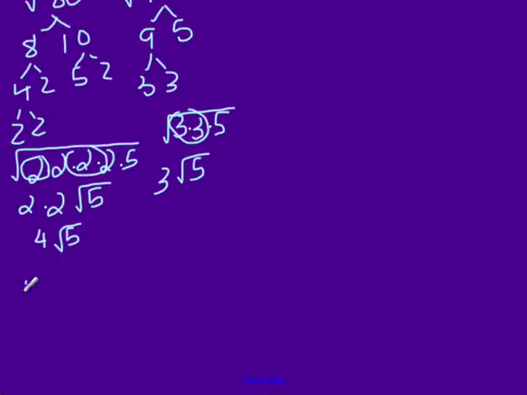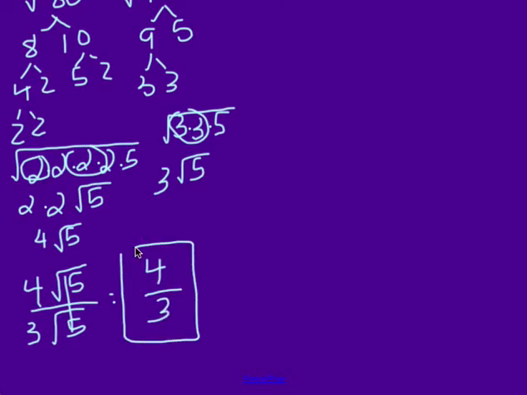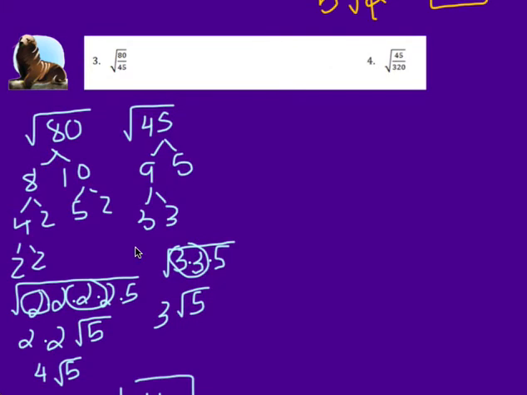So then we're going to put that into a fraction over itself. So I have 4 square root of 5 divided by 3 square root of 5. So I can cancel out my square roots of 5. However, I still have this fraction left over. And the fraction 4/3 cannot be reduced anymore. So your final answer then is just 4/3.